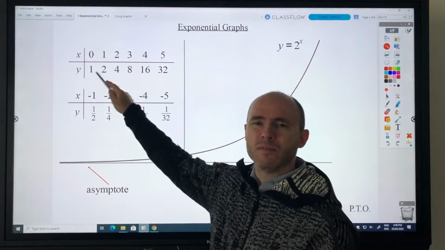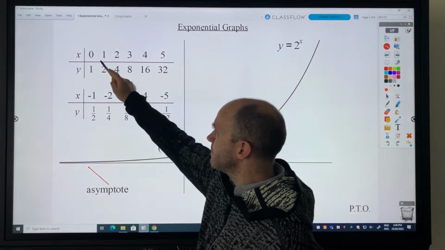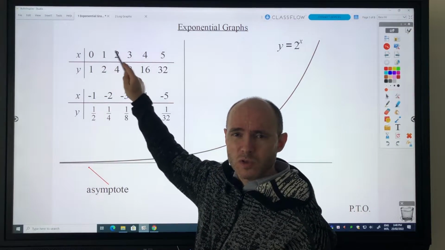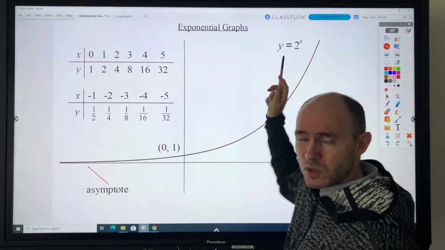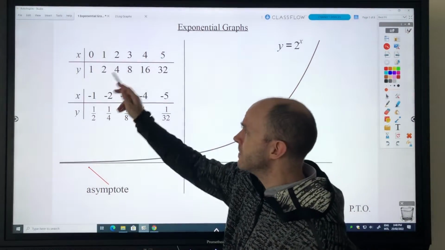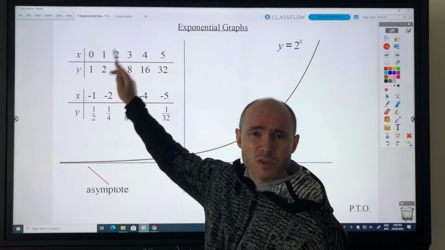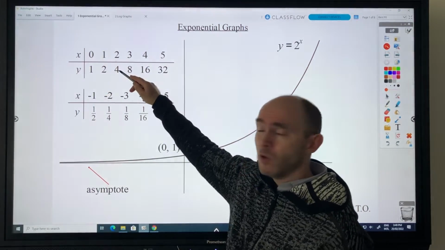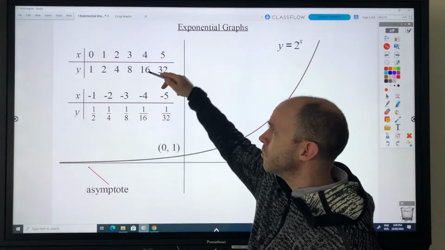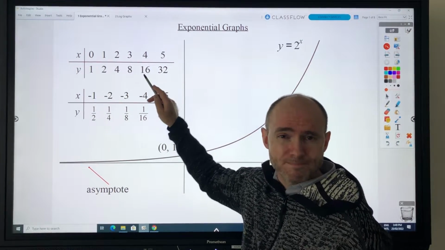Here's a simple table of values, okay? So what I've got is some x values that I'm going to substitute in, 0, 1, 2, 3, 4, 5, and using this base number as 2, I'm going to do 2 to the power of each of these values. Start with 2 to the power of 0, which is 1, of course. 2 to the power of 1 is 2, 2 squared is 4, 2 cubed is 8, 2 to the 4 is 16, 2 to the 5 is 32, okay?